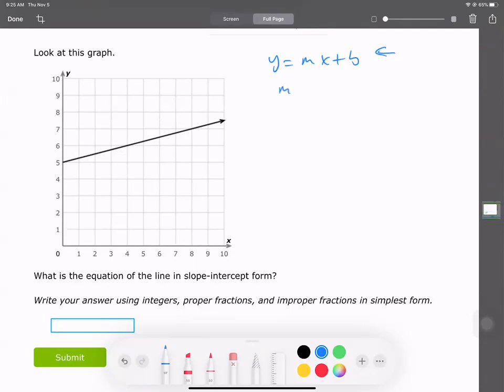So my m value, what is that going to be? What is my b value? Okay. Is your husband going to be rich and handsome? These are some characteristics. How rich? How handsome?